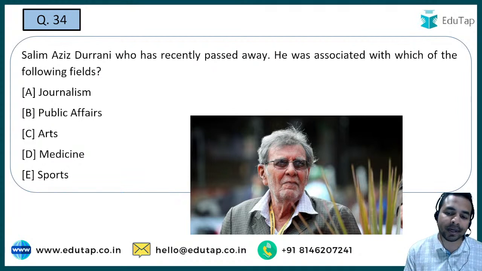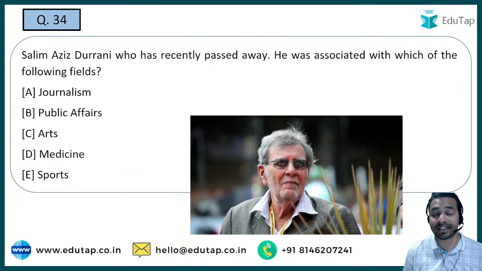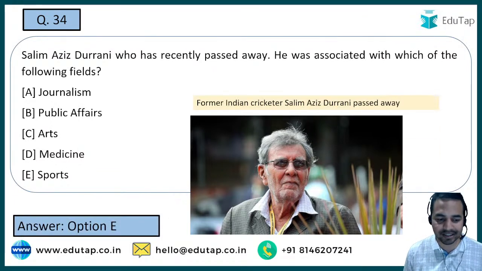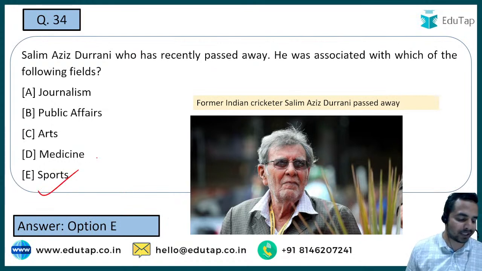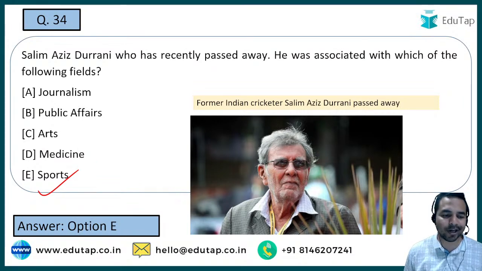The picture of the person is basically presented here. You are just required to tell me what exactly is the right answer. Salim Aziz Durrani, let me tell you that he was a former Indian cricketer, and that is why the right answer is option E, that is sports. So Ajay Shinde has given me the right answer. Ajay, Abhishek, Aishwarya, Shashi, Ankit, all of you have given me the right answer. Absolutely, it is option E, that is sports.